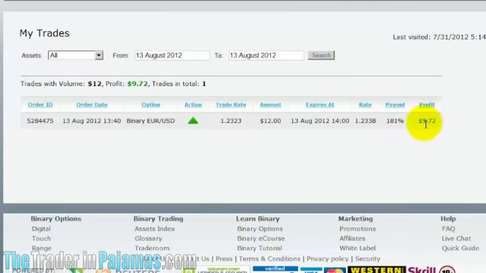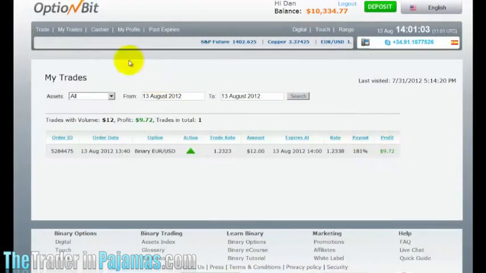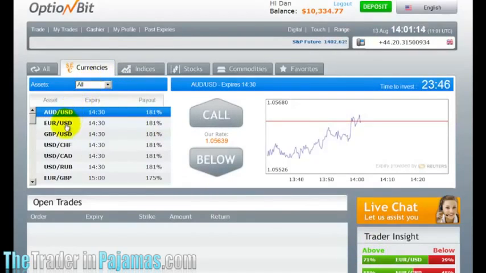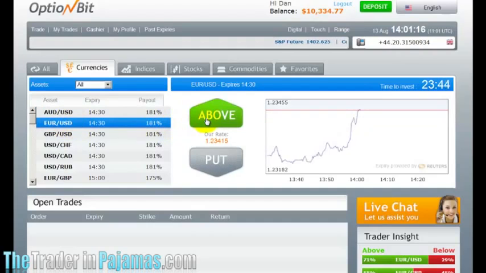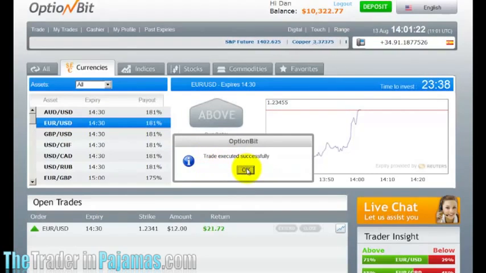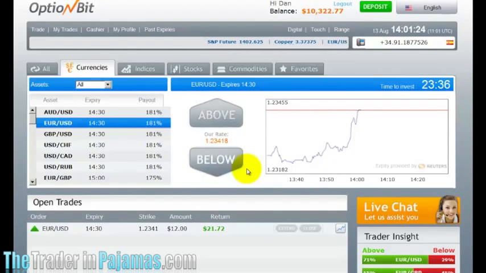Now, since this is a successful trade, I'm going to click back to the Trade tab. I'm going to look at the Trader Insight chart, click Euro USD, and then quickly enter another $12 trade. Remember, I won the previous trade, so I'm back at step 1, a process that I'm going to continue until I lose a trade. So the trade has been executed successfully, and it's set to expire at 2:30.